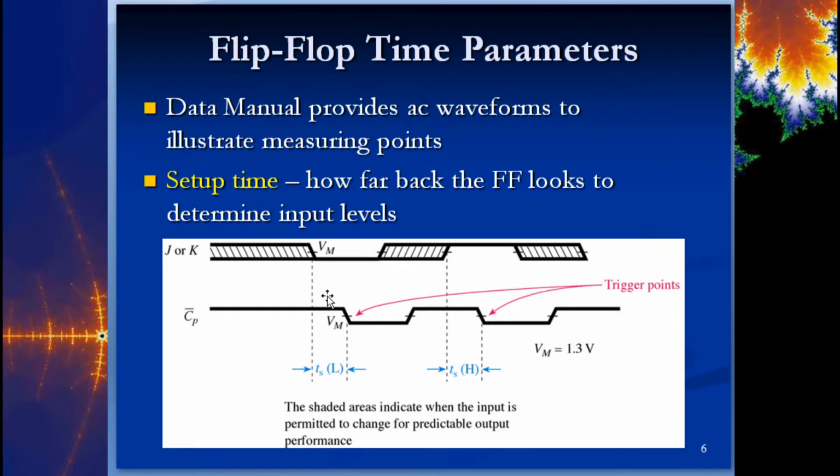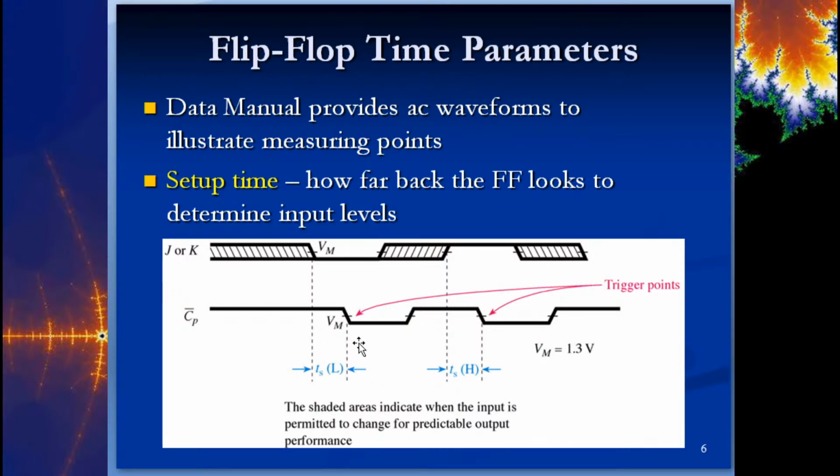So that we don't have this race condition, right before it transitions, the input has to be stable. The data manual provides AC waveforms to illustrate measuring points. You have to make sure that you have a setup time that's honored. It kind of sounds like it's doing time travel, but it's not. It says how far back the flip-flop looks to determine input levels, so it needs to be stable before the clock pulse goes from high to low.